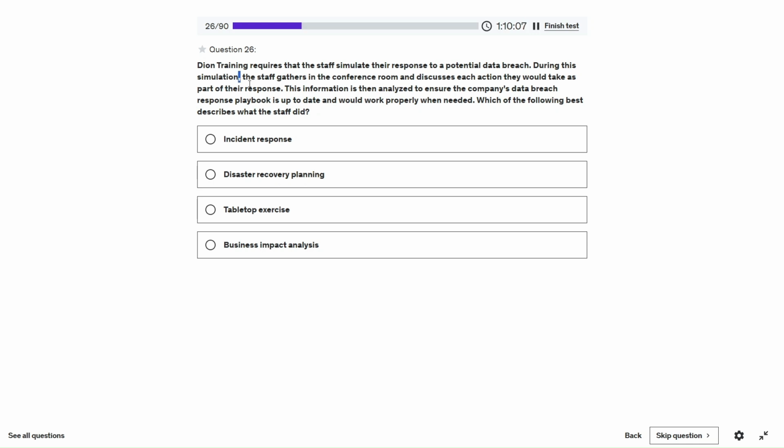So they are performing a simulation in which they actually presented their actions. In the conference room, they are actually exercising the event. So it should be a tabletop exercise.